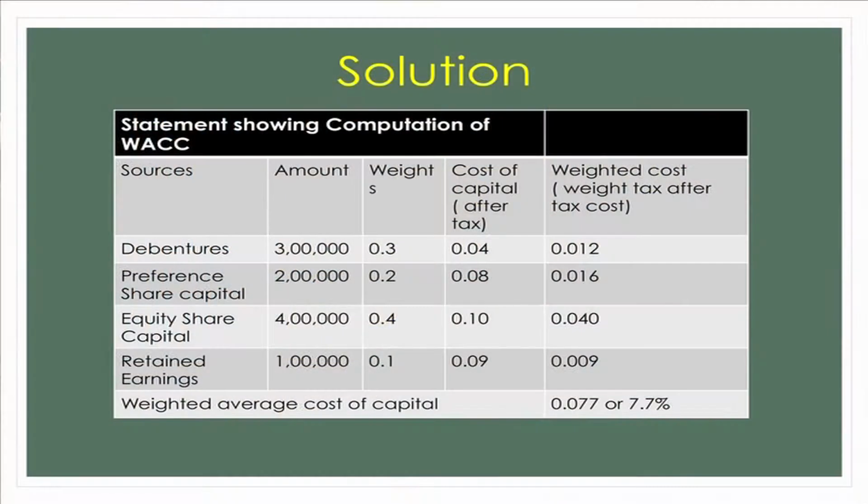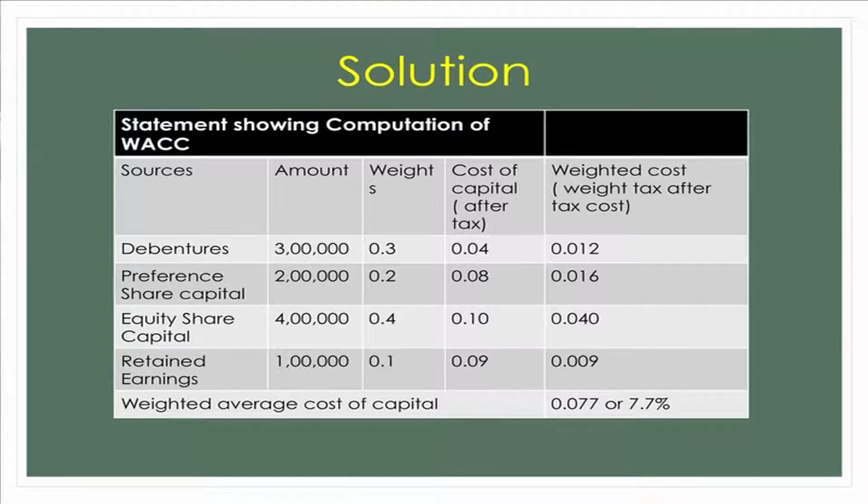We will present our solution for computation of weighted average cost of capital in a tabular format. We will place the information given in the first two columns, that is sources of fund and amount. We have sources of fund in our capital structure as debentures 3 lakh, preference share capital 2 lakh, equity share capital 4 lakh, retained earnings 1 lakh. We also have its cost of capital.